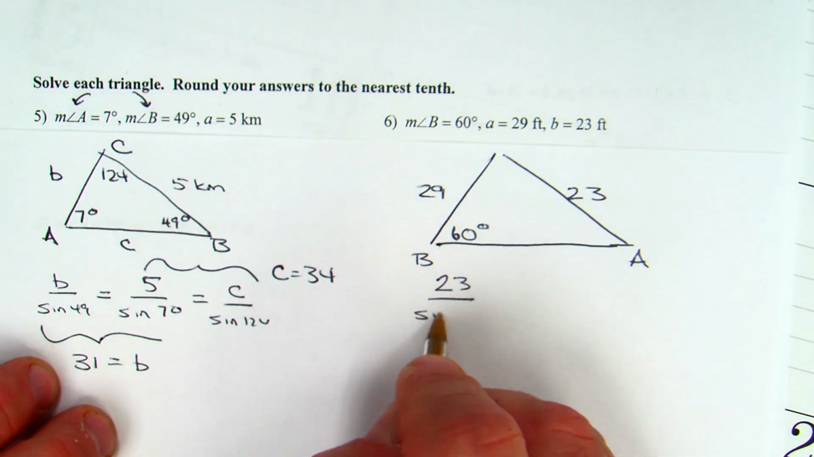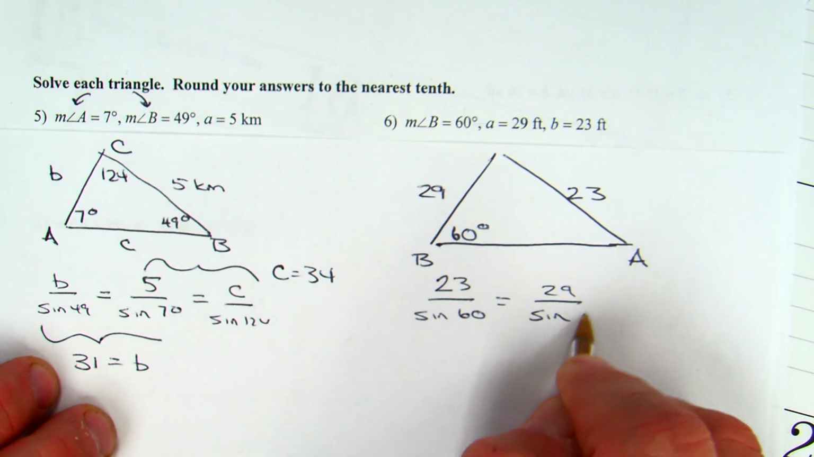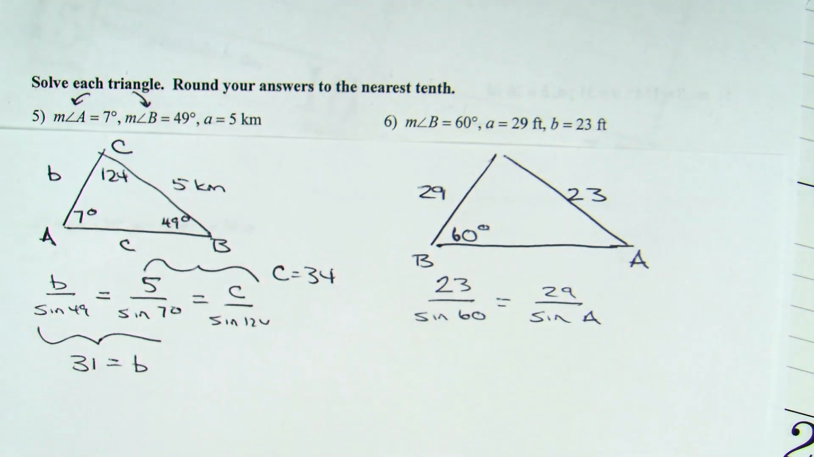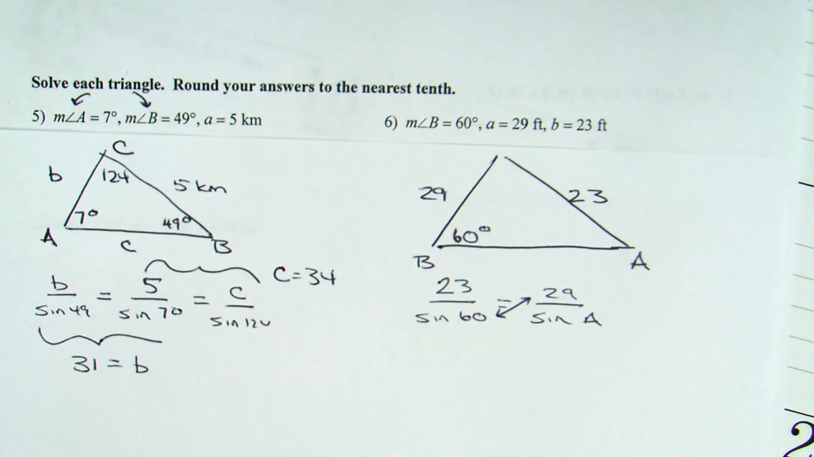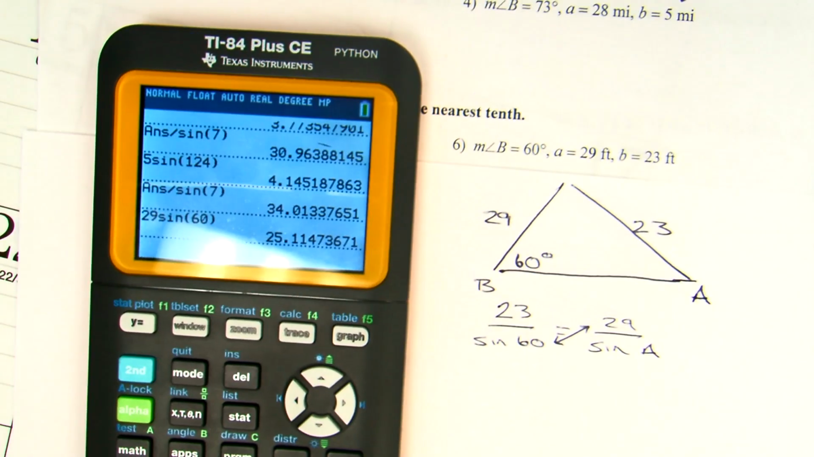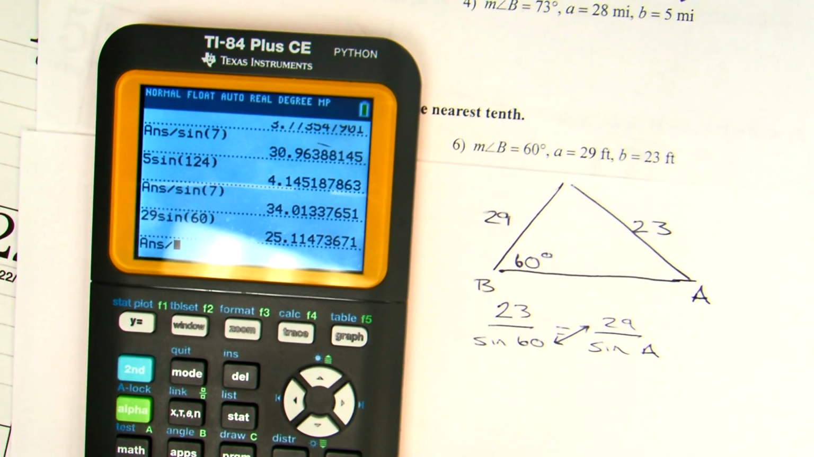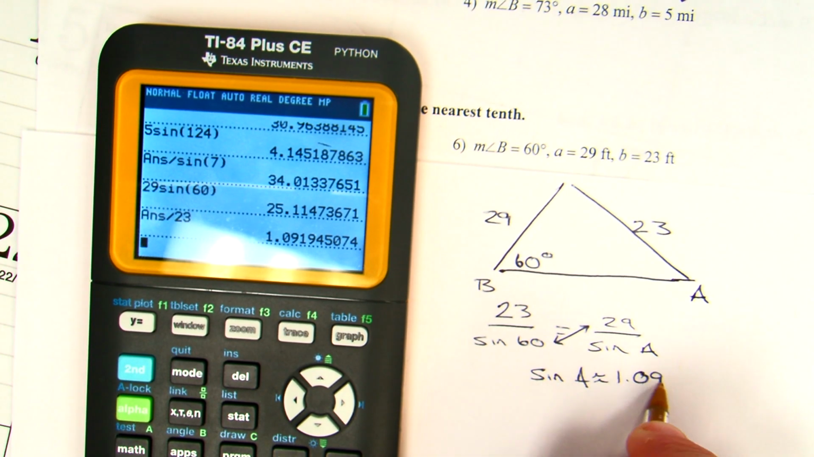23 over sine 60 equals 29 over sine A. Cross multiply those two. 29 sine 60. I get 25.114. Divide that by the remaining number, which is 23. And I get sine A to be approximately 1.09.